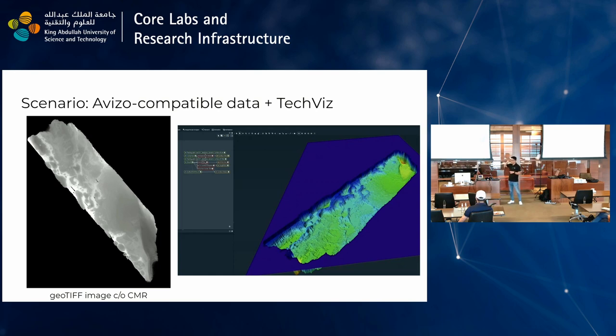So this is an example that I did for CMOR, the Coastal Marine Resource Core Lab. On the left, that's the data they have. It's just a picture. But this is basically bathymetry data, right?